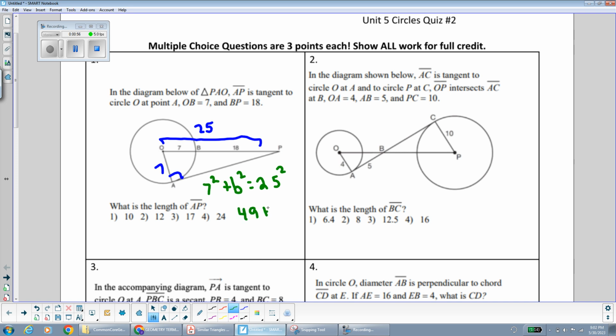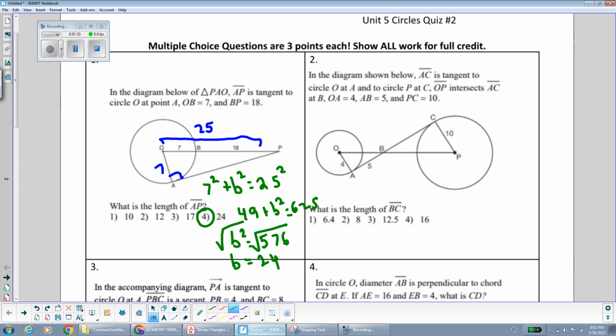So we have 49 plus b squared is equal to 625. Subtracting 49 on both sides, I have b squared is equal to 576. Taking the square root of both sides, b is equal to 24. Oops, I just circled 17. b is equal to 24.